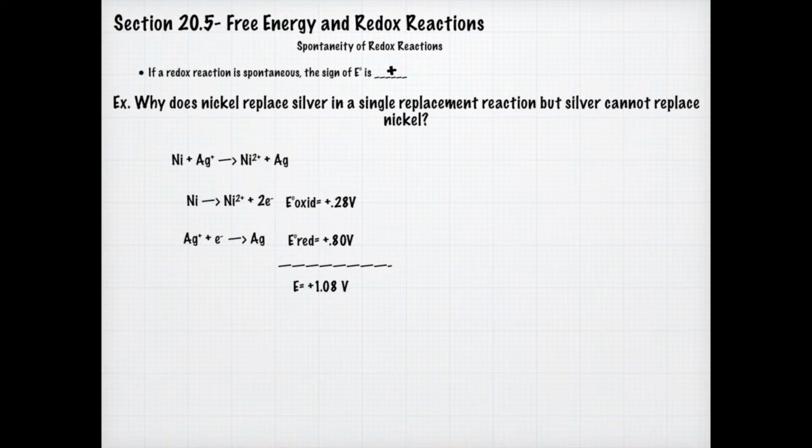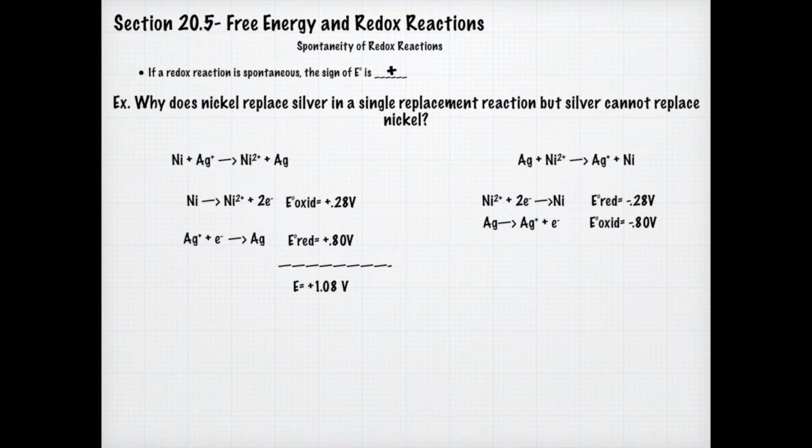If you look at silver trying to kick nickel out, however, this is the reaction. I write out the reduction reaction for nickel and the oxidation reaction for silver, and then I find the reduction potential of nickel, which is going to be negative 0.28 volts, and then for silver I simply need to flip the reduction potential to get the oxidation potential. And so when I add these together, I get negative 1.08 volts, which means that this reaction is not spontaneous, and that is why silver cannot kick out nickel in a single replacement reaction. So now finally we understand the chemistry behind it.